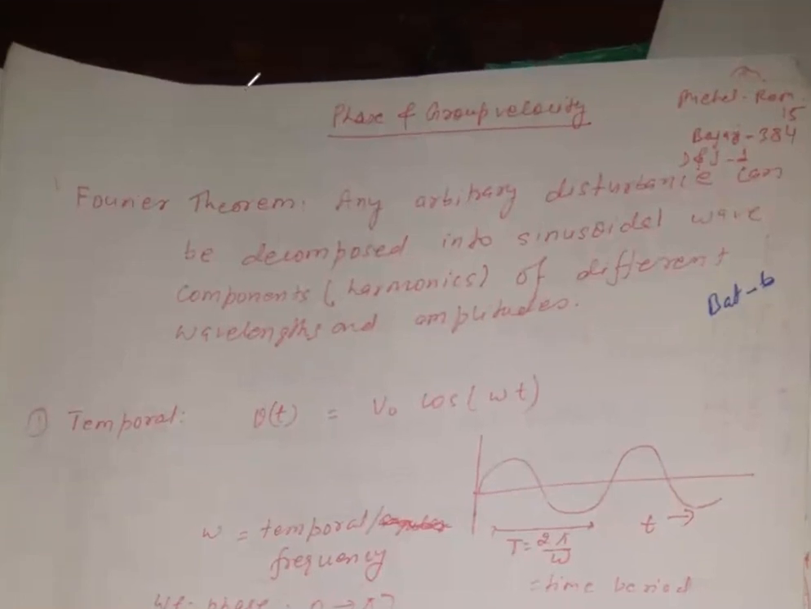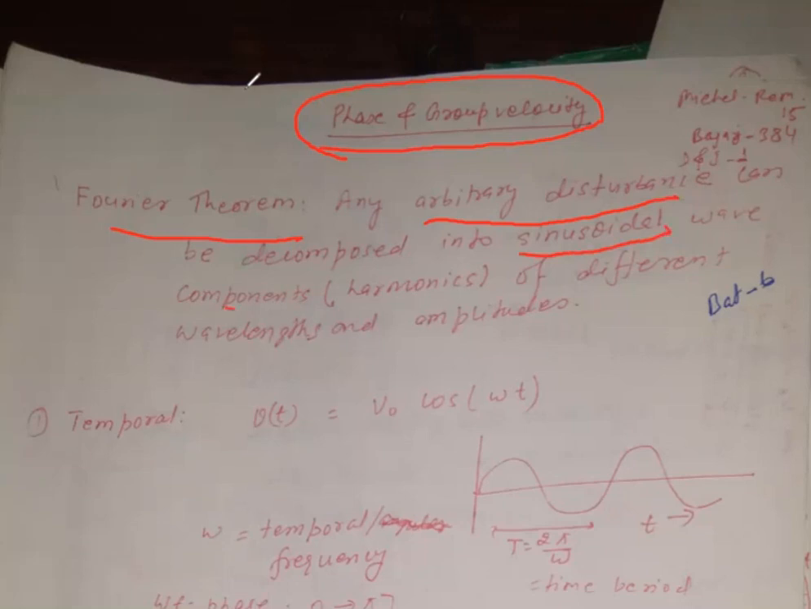You know what is the meaning of phase velocity and group velocity, but we are just reviewing. So this is the Fourier theorem. It says that any disturbance can be decomposed into sinusoidal components. Sinusoidal means either sine or cos wave components of different wavelengths and amplitudes.